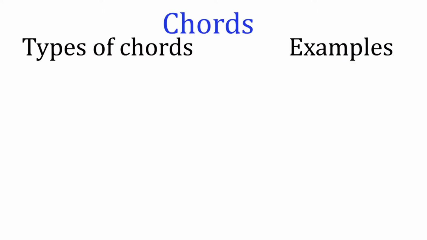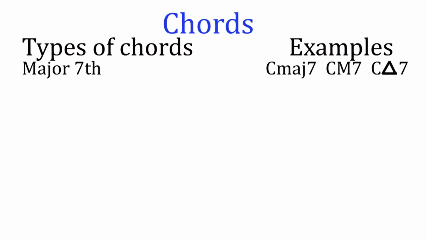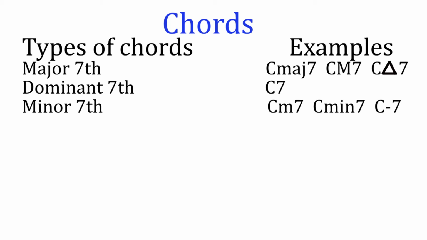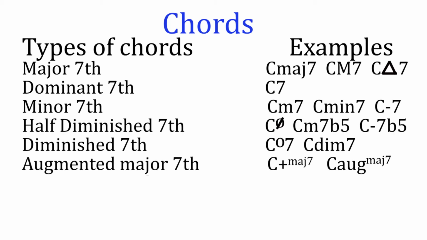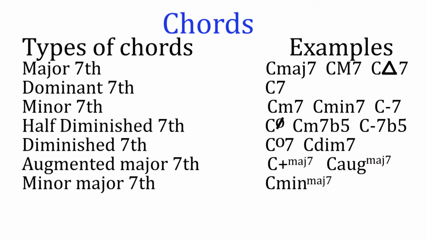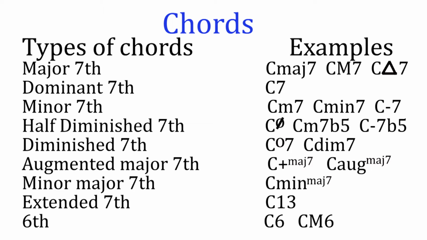The more common chords in this category with their written notation would be the major 7th, the dominant 7th, the minor 7th, the half diminished 7th, the diminished 7th, the augmented major 7th, the minor major 7th, some form of extended or altered 7th, and the 6th chord. To start, let's see what type of 7th chords occur on the degrees of the scale.